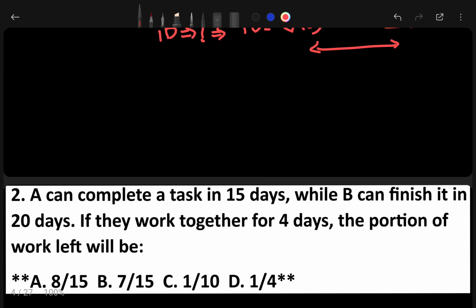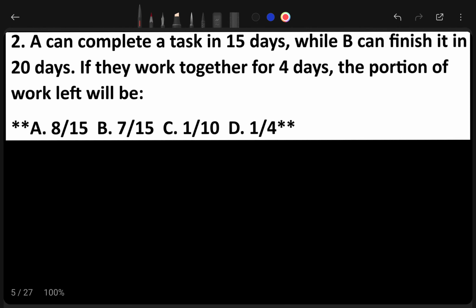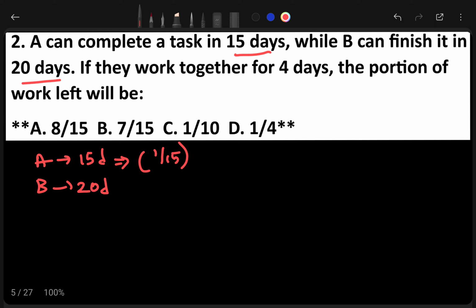Okay, now we shall see the question. A can complete a task in 15 days. Simple. As I told you, this means in one day A will be doing 1 by 15. Similarly, B can finish a task in 20 days. That means in one day, this is the work each of them does. If they work together for 4 days, what proportion of the work is left? Keep in mind, left, don't confuse.